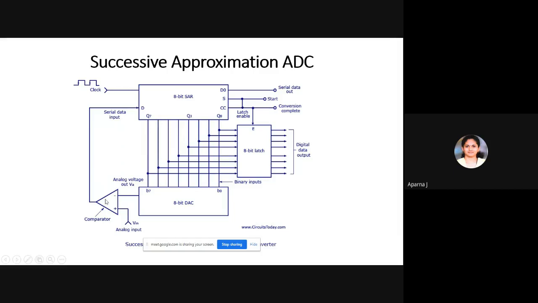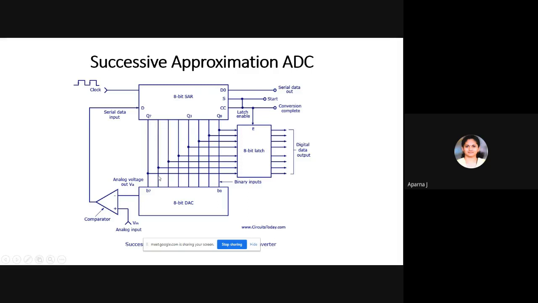If VA is greater and Vin is less, then the output will be 0, by which the Q7 bit will be made 0. That indicates that the weightage given is more, so you need to reduce the weightage. Hence the Q7 bit is made 0 and it is going to try with the next bit, that is Q6. Same procedure again.